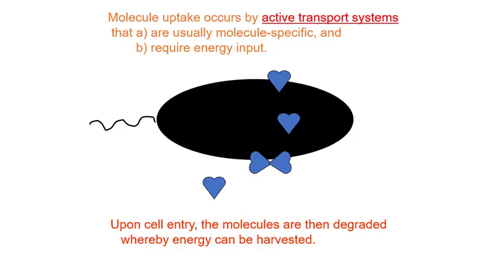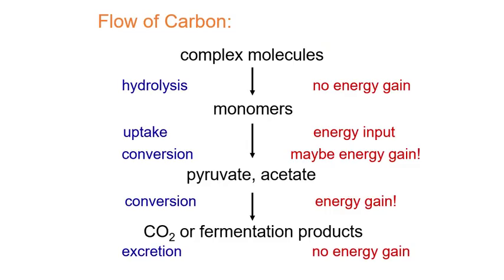The smaller molecules are transferred across the cell envelope via active transport systems that are usually molecule specific and require energy input. But after the molecule is inside, the cell can then harvest electrons from it. So this is a general flowchart of what happens to carbon molecules in the environment. You start with complex molecules that are then turned into monomers via extracellular enzymes. The monomers can be taken up by microbes and converted into intermediate compounds like pyruvate via glycolysis. The intermediates are then turned into their final product and excreted from the cell as waste.